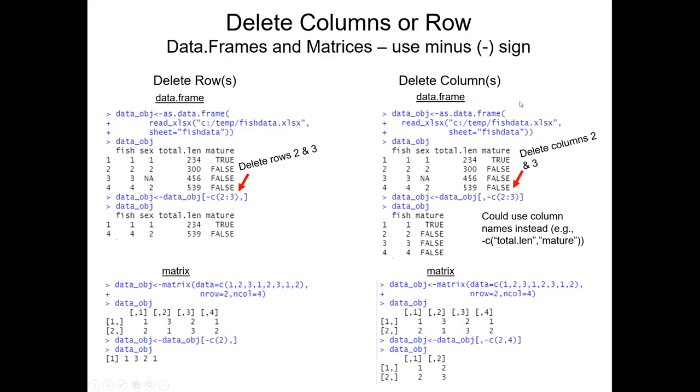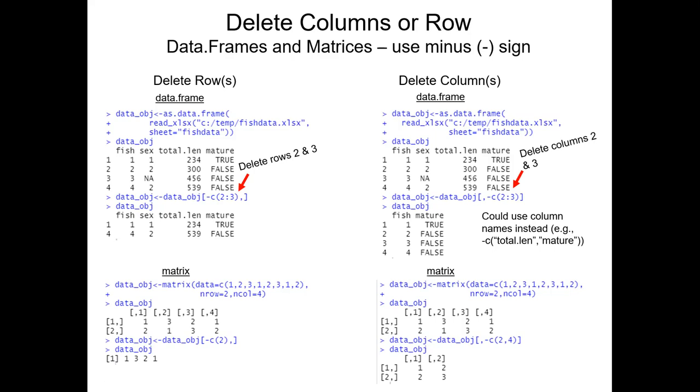Let's see, and then the same thing on the right, you can also, again, I'm reading in the data again, so changed it. And if you go over to the column position to the right of the comma within brackets, then you can do the same thing by removing certain columns. In this example, I'm removing columns 2 and 3, which is sex and total length, and this is the resulting 2 columns.